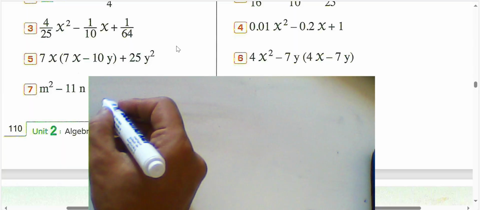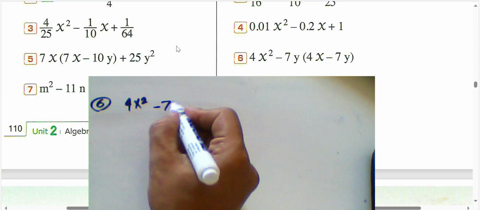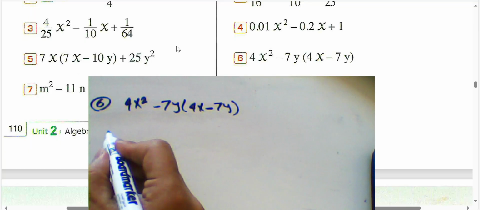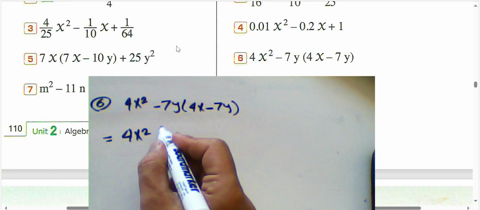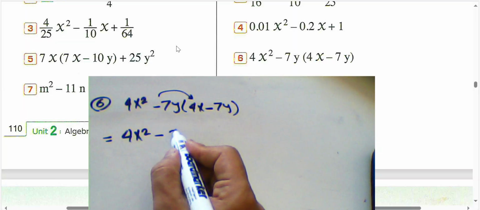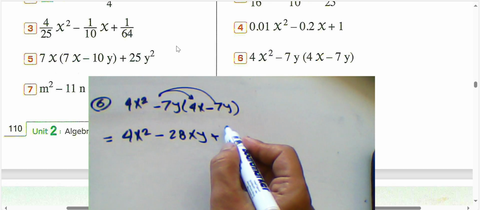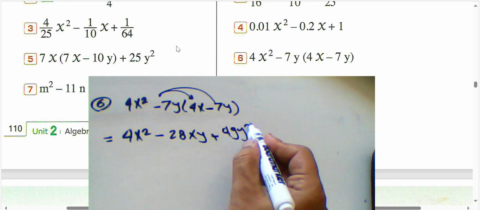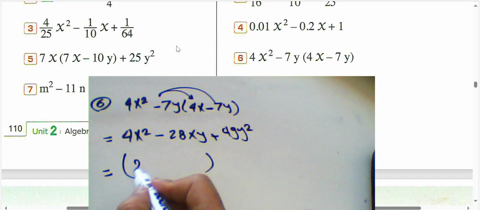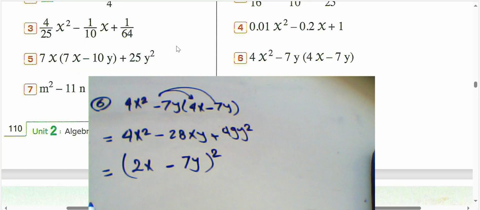Question number 6. (4x - 7y)(4x - 7y). Right, 4x^2. Negative times positive is negative, 4 times 7 is 28xy, and negative times negative is positive, 7 times 7 is 49, y times y is y^2. We have here a perfect square. Square root of the first and the third, sign negative, and then power 2 outside.